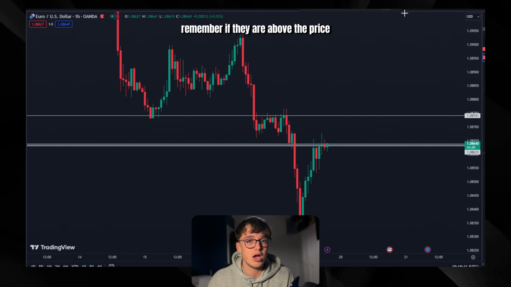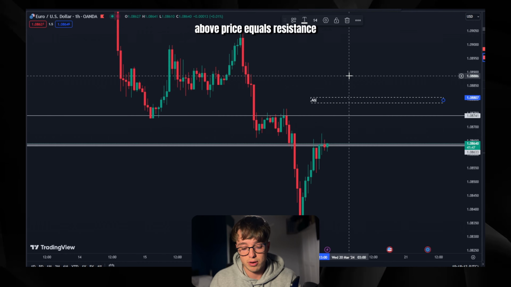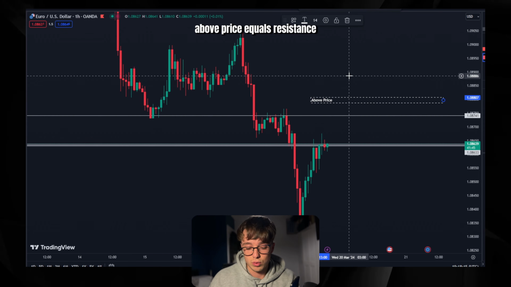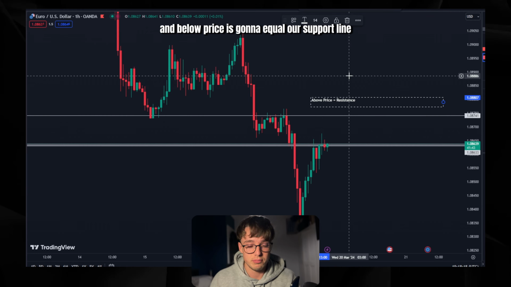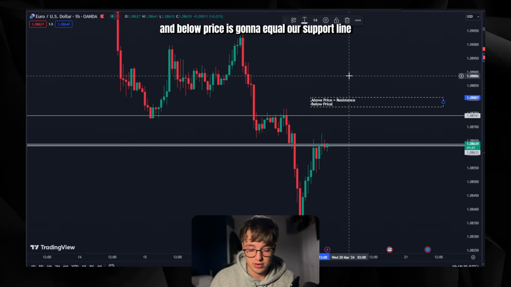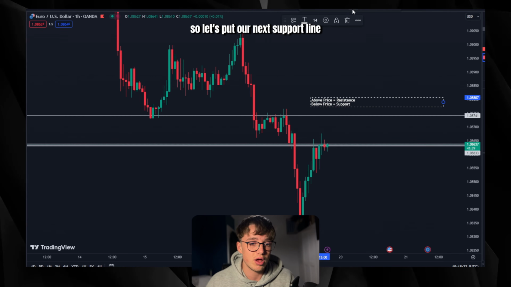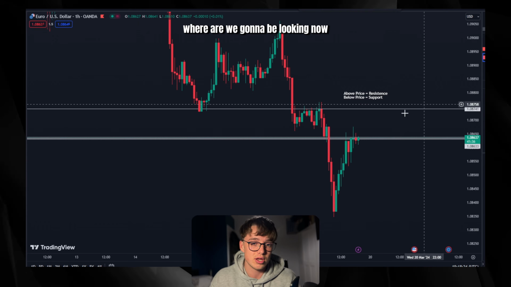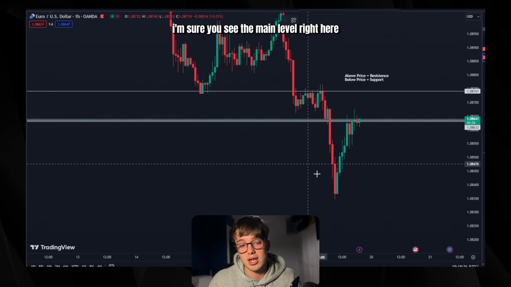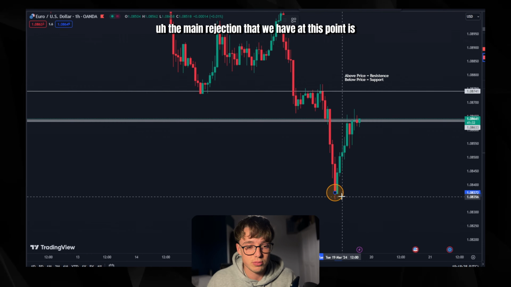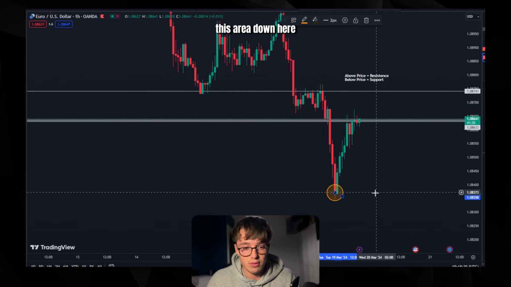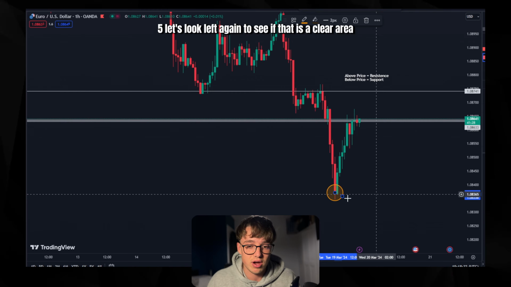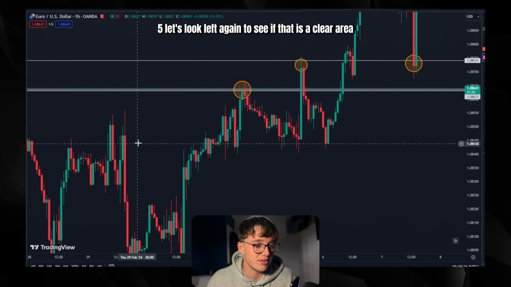Remember, if they are above price, that equals resistance, and below price is going to equal our support line. So let's plot our next support line. Where are we going to be looking? Now, I'm sure you see the main level right here. The main rejection that we have at this point is this area down here at 108.365. Let's look left again to see if that is a clear area.